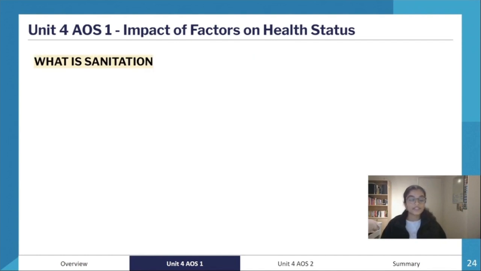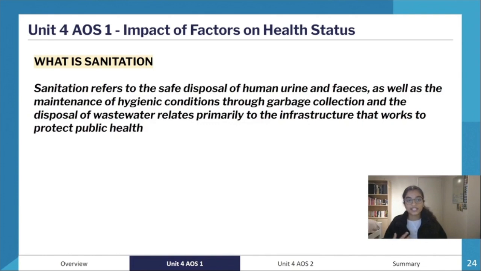Alright, and then our next factor is sanitation. Sanitation refers to the safe disposal of human urine and feces, as well as the maintenance of hygienic conditions, through garbage collection and the disposal of wastewater. And then primarily it relates to infrastructure.